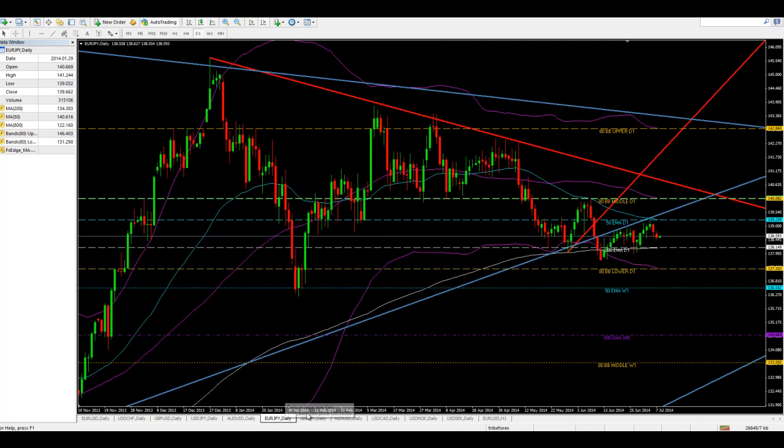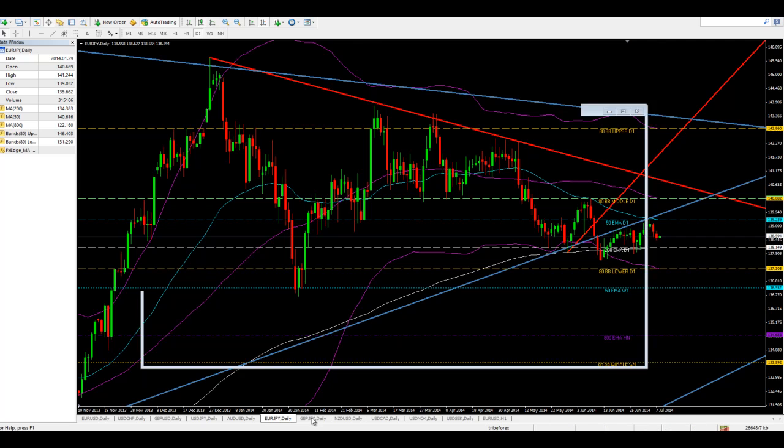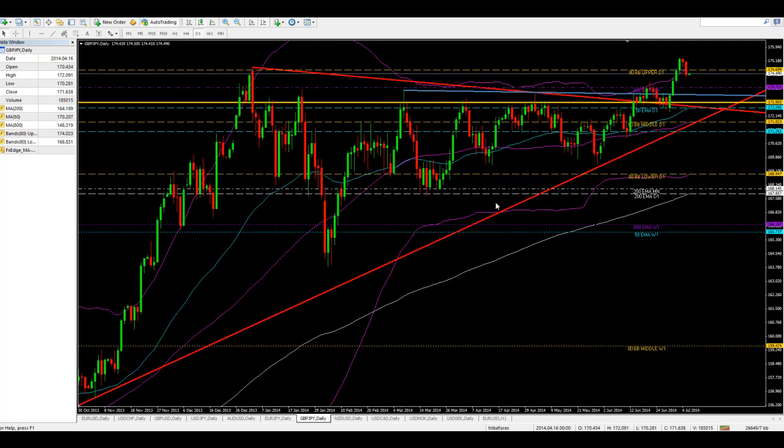Euro yen is a no call. I think it can sell down to 138.14. I'm not quite sure about that one. Pound yen is a sell, and it's on my watch list. I'm looking at 174.69 to take a sell off of on the pound yen.